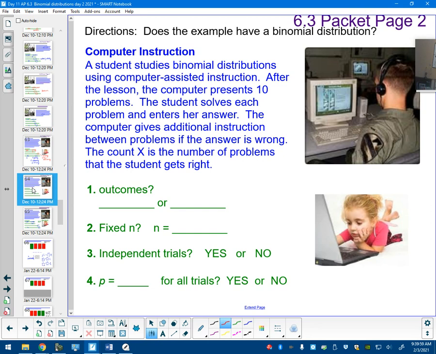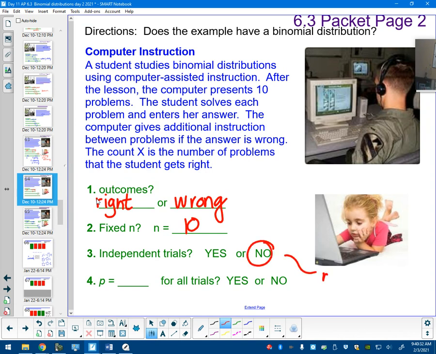All right, Leah, do we have 2 outcomes? Yeah. What are those? Right or wrong? Or correct or incorrect, whatever you want to say. Do we have a fixed number, Natalie? Yep, we all have 10 questions exactly. Are the trials independent, Mr. Dursick? No. Why are they not independent?